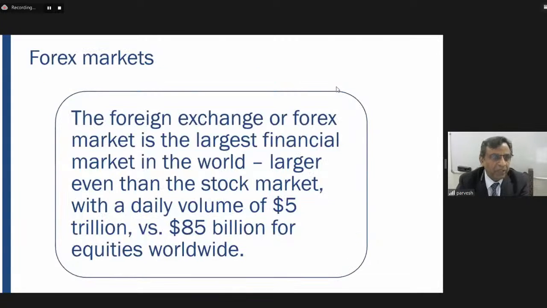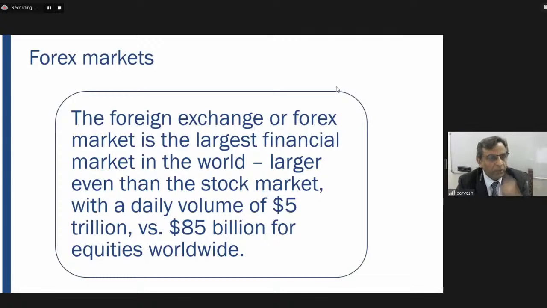One of the very important things about the forex market is that it is the largest financial market in the world, larger than even the stock market. The daily volume is almost to the tune of $5 trillion, more than the Indian GDP. That is the kind of trade which happens per day in the forex market, versus 85 billion for the equities worldwide.